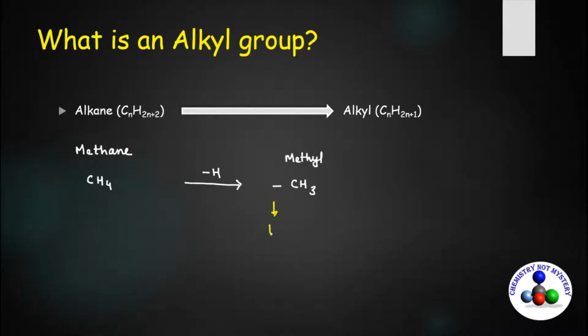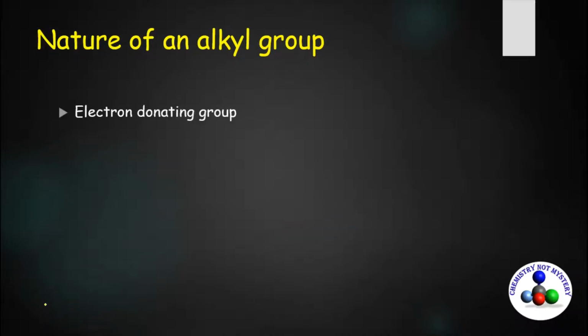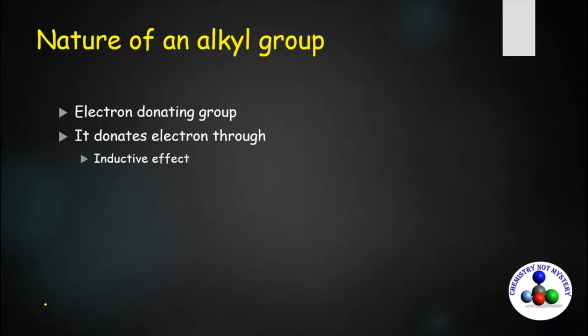The alkyl group plays an important role in the stability of carbocation. To understand it, you need to understand the nature of the alkyl group. It is an electron donating group. It donates electron density via inductive effect and through hyperconjugation.